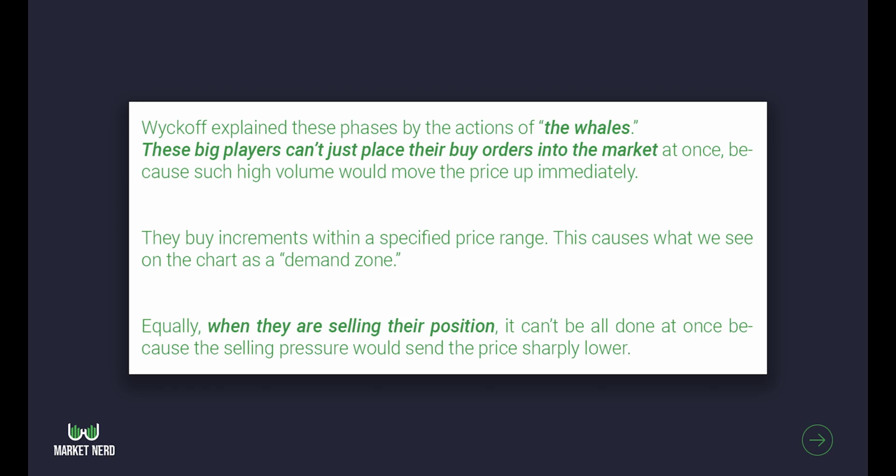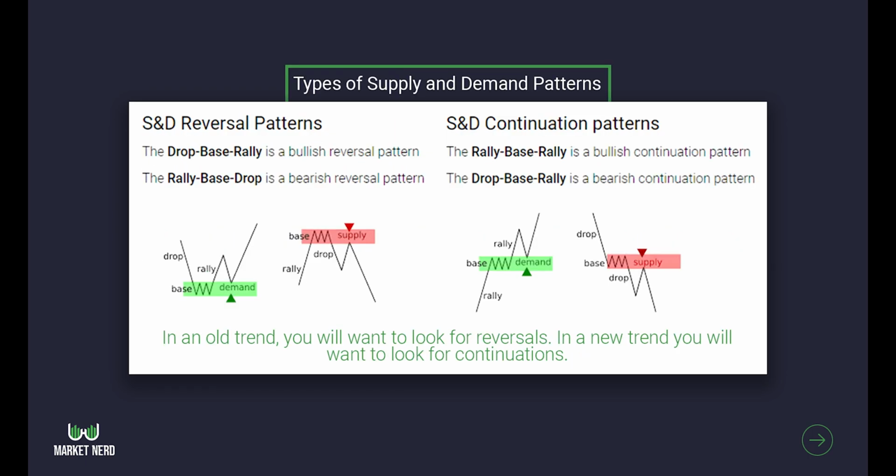An example, a price trend. The actions of the whales create different types of supply and demand patterns. First, it is important to understand that there can be several periods of accumulation during an uptrend and several periods of distribution during downtrends. This means that just like in classic technical analysis price patterns, there are supply and demand reversal patterns and supply and demand continuation patterns.